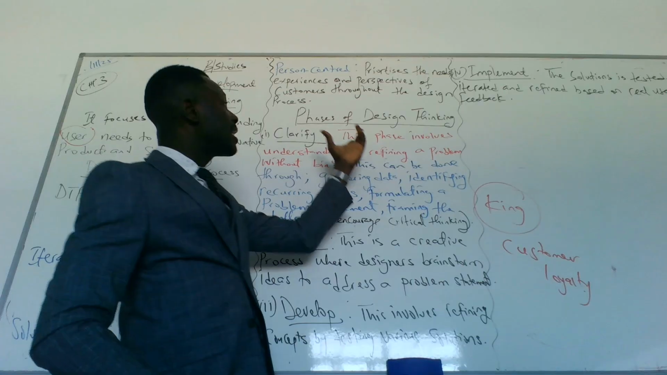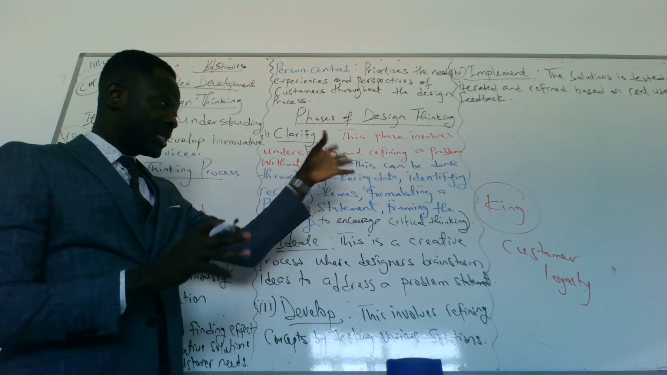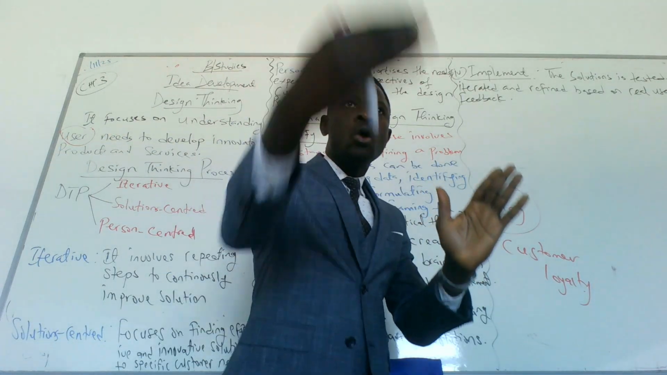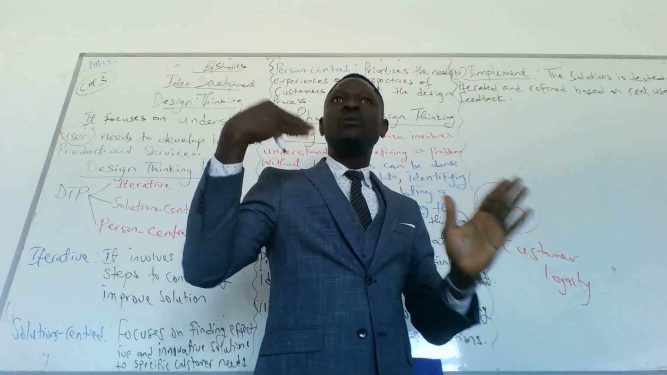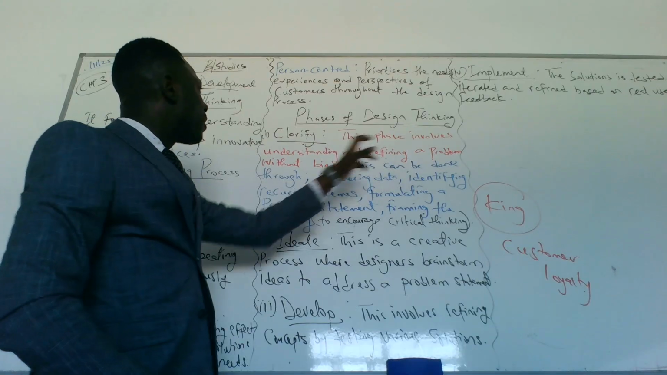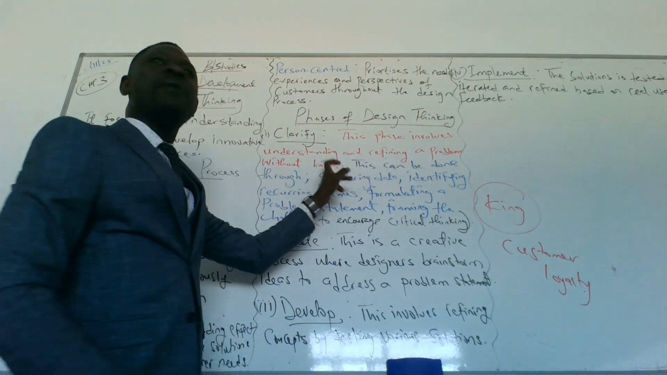So that takes us to phases of design thinking. For the phases of design thinking, we are simply talking about the stages we go through when we start designing, when we start thinking about design. The first one is clarify. This phase involves understanding and defining the problem without bias.